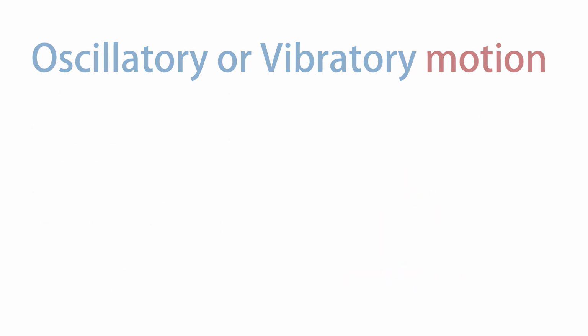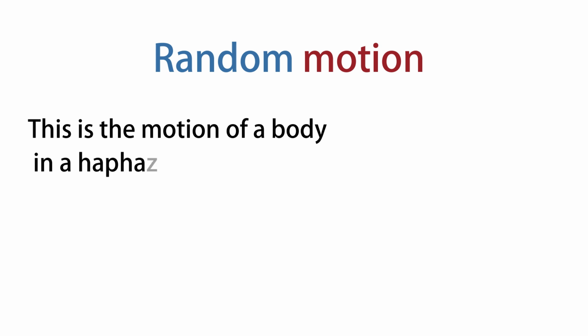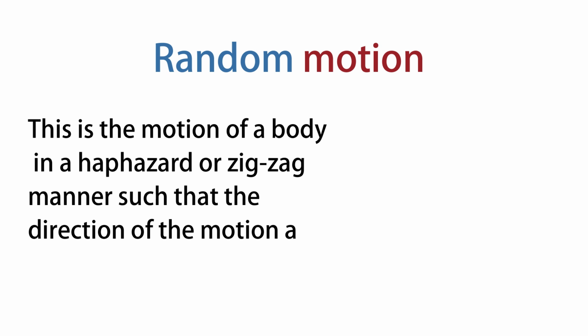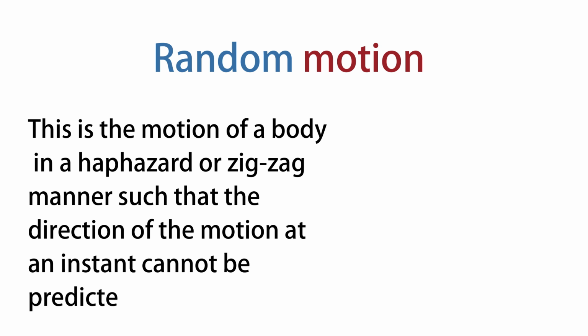The final type of motion is random motion. This is the motion of a body in a haphazard or zigzag manner, such that the direction of the motion at an instant cannot be predicted. Examples of a body undergoing random motion are moving dust particles.